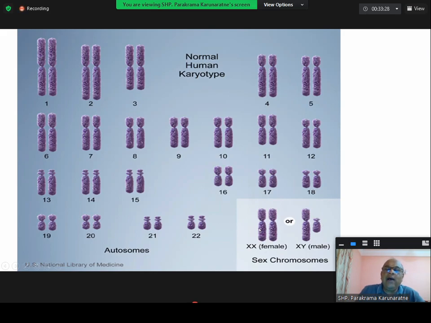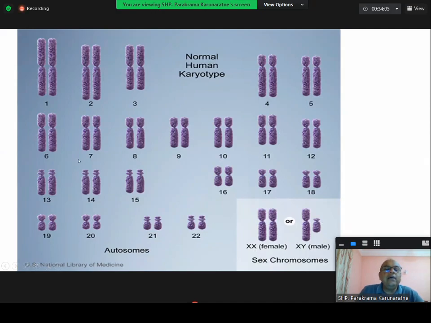The members of this pair, if it is female, are XX. This is an X chromosome, this is an X chromosome. So two X chromosomes are there in the pair if you are a female. If you are a male, you get one X chromosome and another different, shorter one, which is called the Y chromosome. So in females you find XX and in males you find XY. So the 23rd pair is XX or XY.